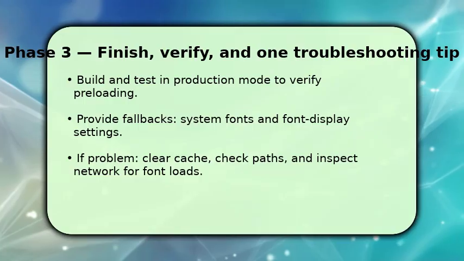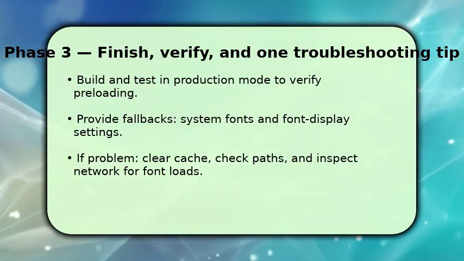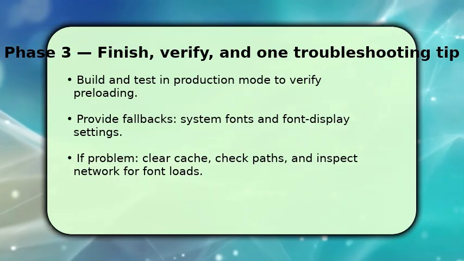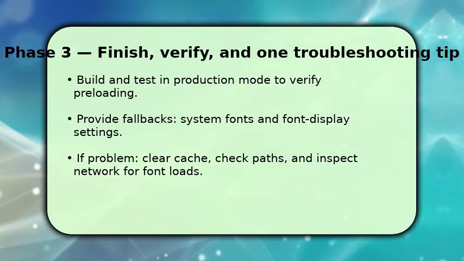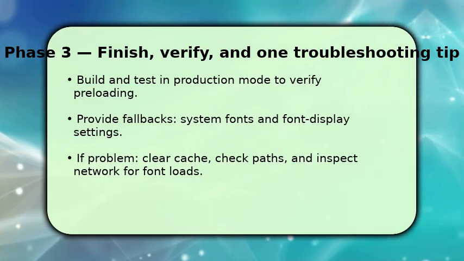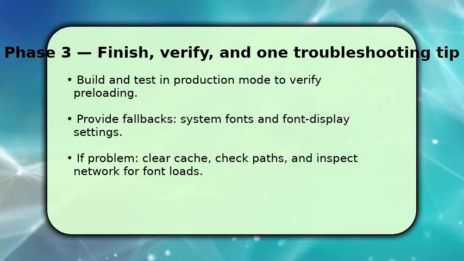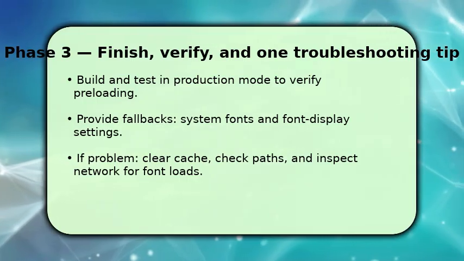To finish, run a production build and test in an incognito window so preloads and cache behavior are accurate. Confirm fonts are preloaded and that fallbacks are defined, with system fonts used as a final safeguard versus invisible text. Make sure font weights and variable axes are applied correctly in CSS.